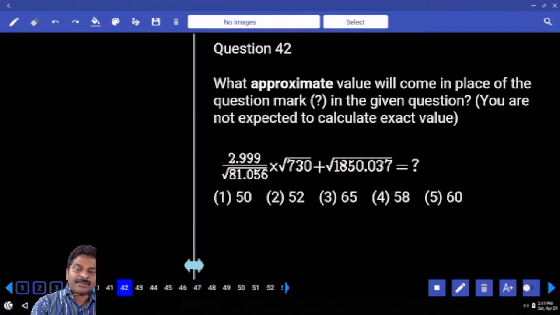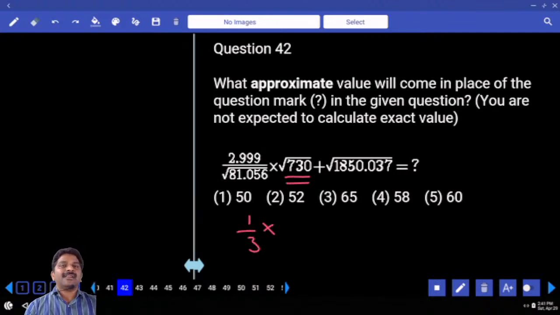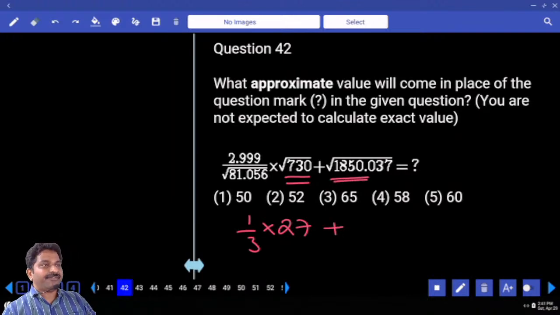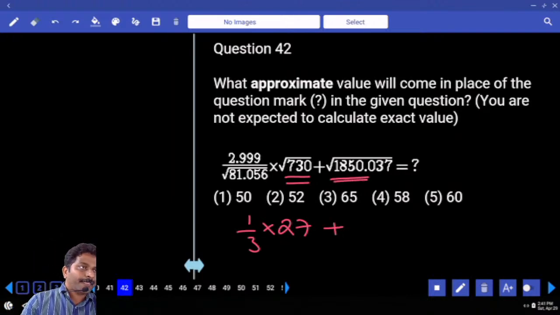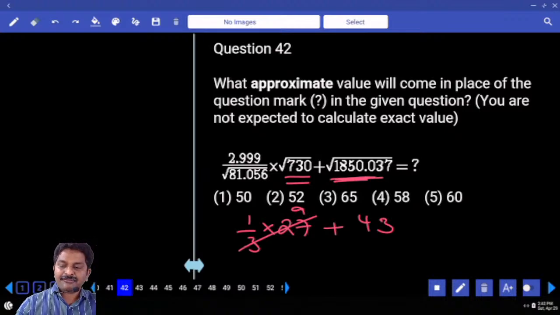Followed. Numerator. Denominator. 3 by 9, 1 by 3. Nearby 730, 729, which is 27 squared. 27 plus 1850. What is 40 squared? 1600, and it is more than 1600. So can I take it as 42 or 43, something like that? What should I take, 42 or 43? Anything is fine. 43. Okay. 3 how many times? 9 times. 43 plus 9 is 52.